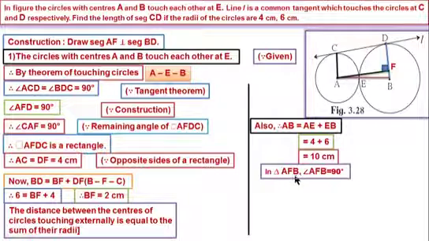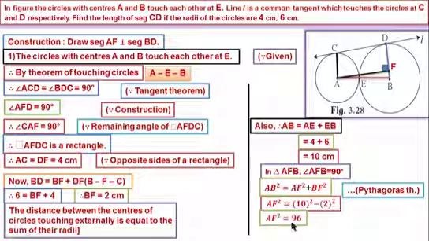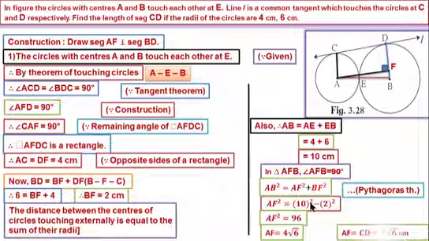In triangle AFB, angle AFB is equal to 90 degrees. AB square is equal to AF square plus BF square by Pythagoras theorem. AF square is equal to 10 square minus 2 square. AF square is equal to 96, and therefore AF is equal to 4 square root 6. Therefore, AF is equal to CD is equal to 4 square root 6 cm.